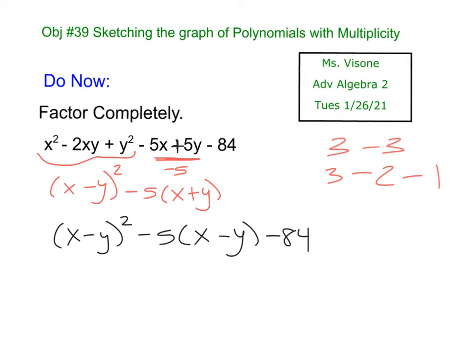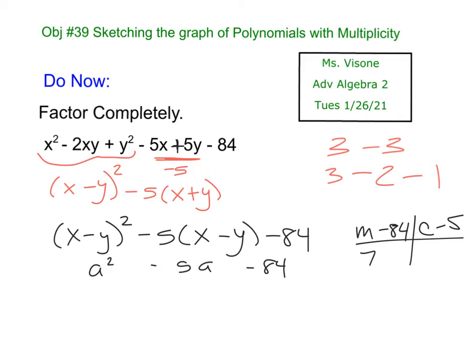So now this is a trinomial. A squared minus 5a minus 84. So we're multiplying to negative 84 and combining to negative 5. That's 7 and 12. So x minus y is my a. X minus y, we are subtracting 12 and adding 7. Done.